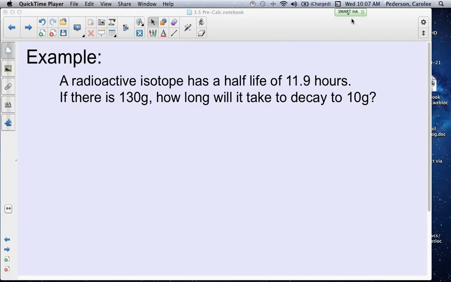All right, 3.5, day 1, part 3. A radioactive isotope has a half-life of 11.9 hours. There's 130 grams. How long will it take for it to decay to 10 grams?